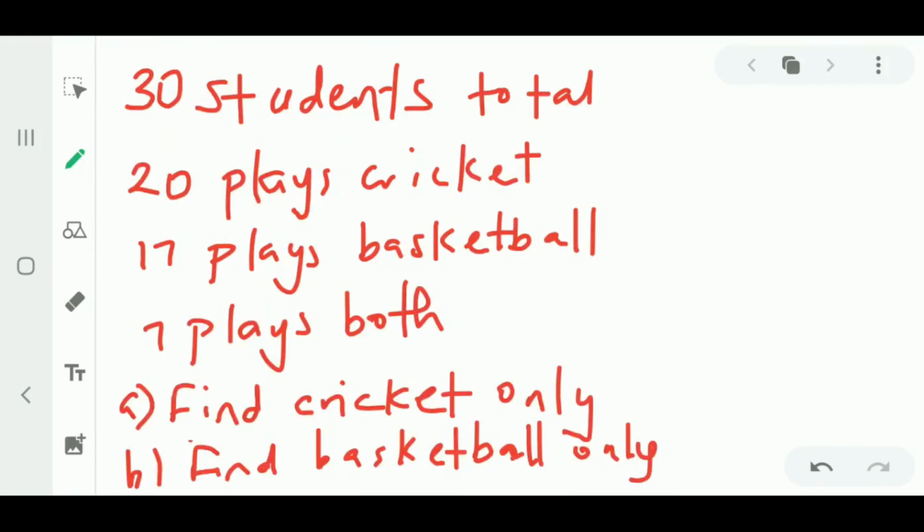Okay, so we have a question here. We have 30 students in a class total. 20 play cricket, 17 play basketball, and 7 play both cricket and basketball. If you realize here, it didn't say 20 play cricket only. It says 20 play cricket. Also here, it didn't say 17 play basketball only. It just said 17 play basketball.